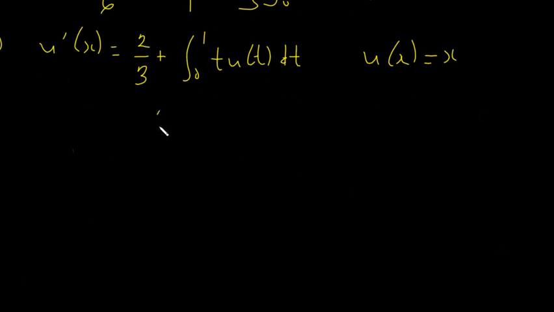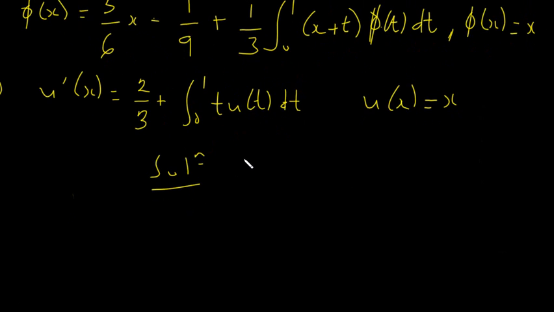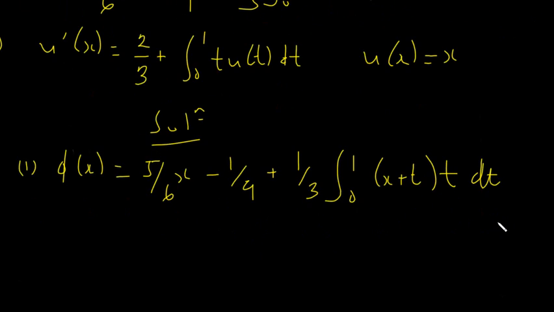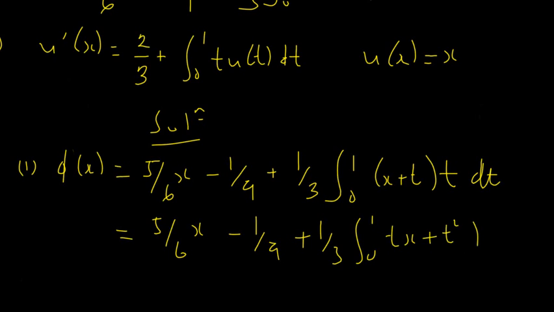So the first question, we have our solution. With the first one, we have phi of x being equal to 5 on 6x minus 1 on 9 plus 1 on 3 integral 0 to 1, x plus t. Now phi of x is given as x, so phi of t should be equal to t. So I put that over here, and I'm going to get t dt. So now we have this being equal to 5 on 6x minus 1 out of 9 plus 1 on 3, the integral from 0 to 1 of tx plus t squared dt.